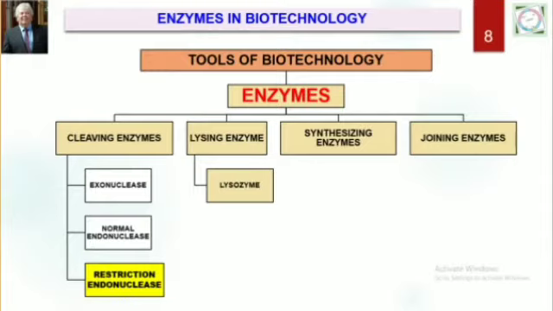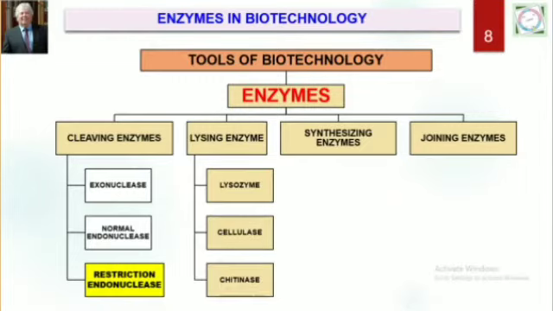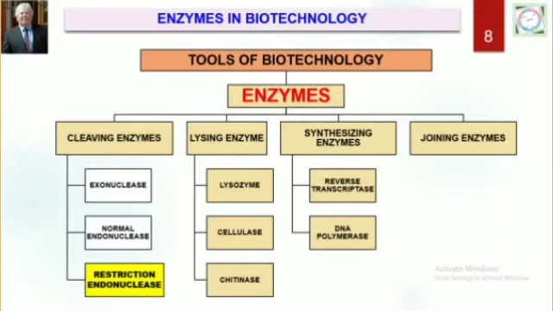We have got lysing enzyme. In the processes, we'll be reading about the role of these enzymes: lysozyme, that degrades the cell wall of bacteria; cellulase, digesting cell wall of plant cell; and chitinase, digesting cell wall of fungal cell. Synthesizing enzymes, sometime we need to engineer retroviruses, so there we need reverse transcriptase, or if we have got cDNA, then we have got DNA polymerase, and the joining enzymes or the glue, the biological glue, DNA ligases.